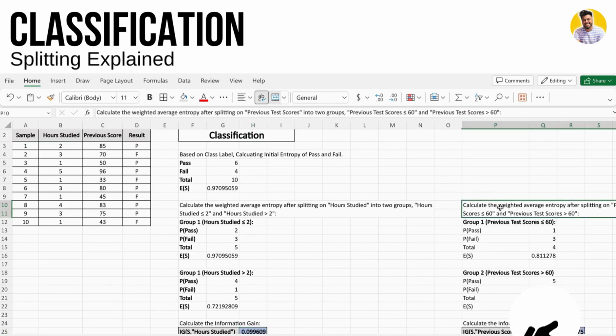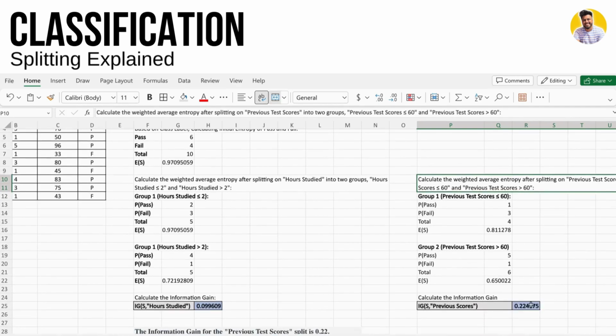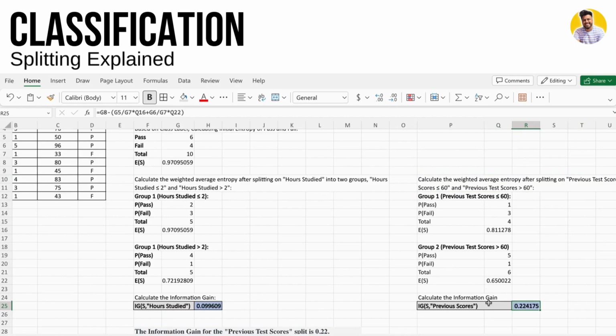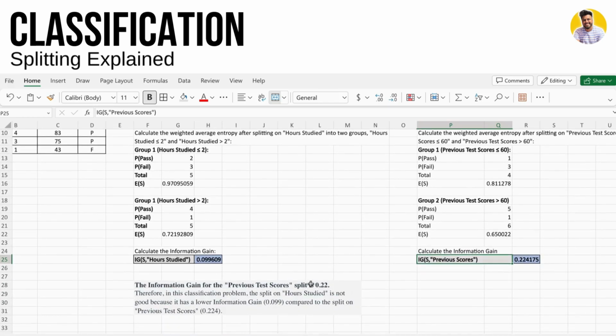Now let's calculate the information gain of the previous score column. In the previous score column, I take two groups. Group 1 has a score less than or equal to 60, and group 2 has a score greater than 60. When I calculate the entropy of these two groups by the same method as in the hours studied column, and calculate the information gain, the information gain I got for previous score is 0.22. Between these two, which information gain is higher? The information gain is higher in the previous score column. So I use the previous score column to split my decision tree because it has high information gain.